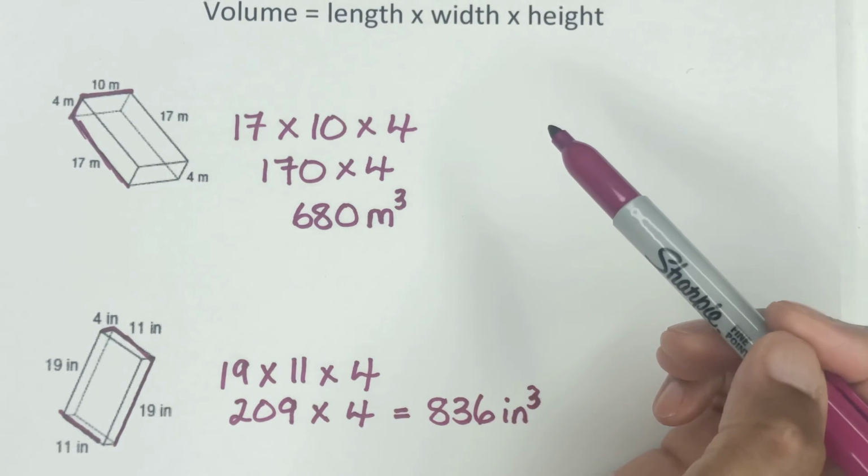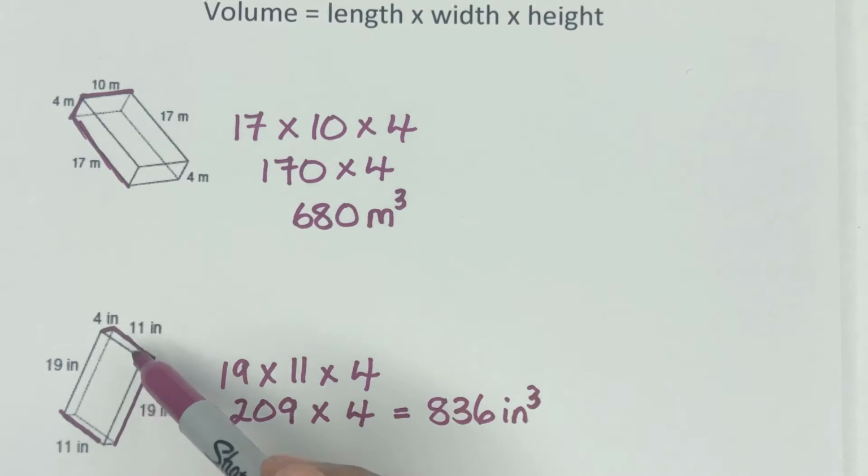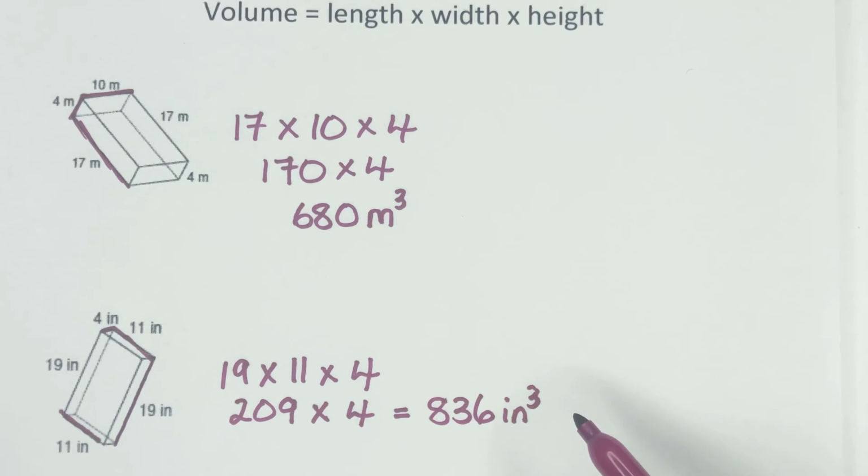Volume is the space taken up. If I was to pour water in here, you would have to know, okay, how much water does this shape need if I was to pour water in here? So you'd have to know what the volume of it is in order to know how much to pour in. That would tell us how much space the shapes actually take up.